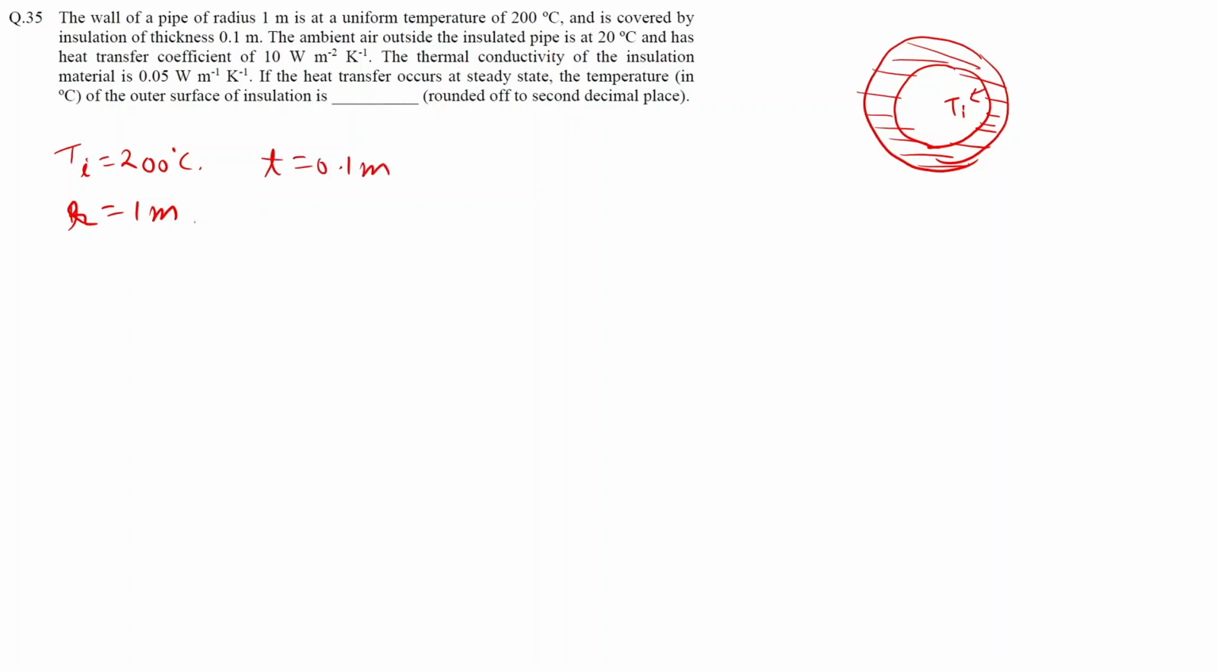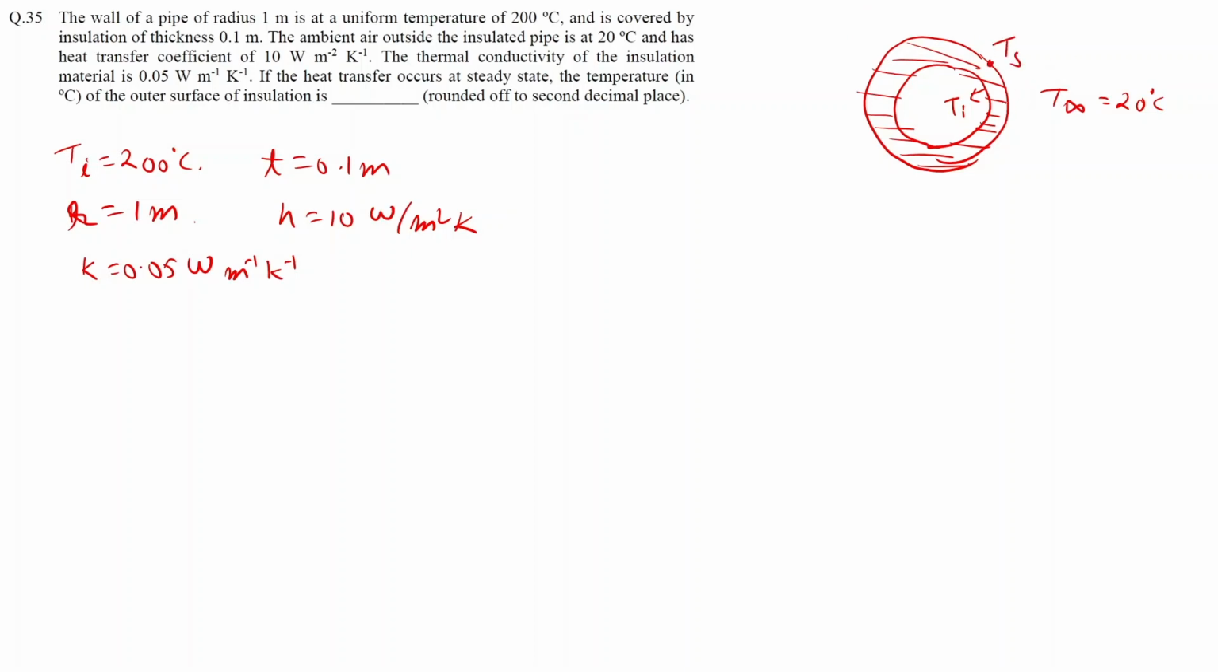And the ambient air outside is at 20 degrees Celsius. So that is T infinity, 20 degrees Celsius. And the heat transfer coefficient is 10 watt per meter square Kelvin. The thermal conductivity of the insulation material is 0.05 watt per meter per Kelvin. And the heat transfer occurs at steady state. We have been asked to find the temperature at the outer surface of insulation, so let's just consider it as Ts.